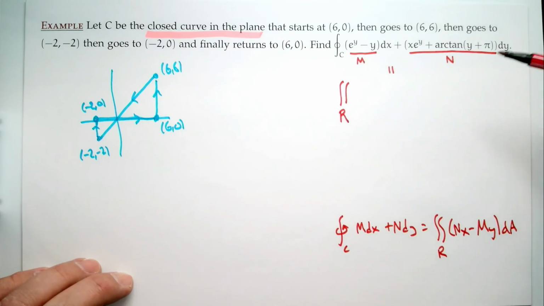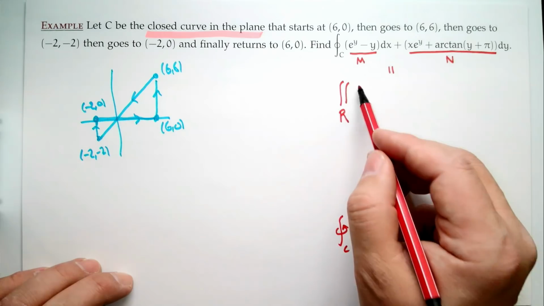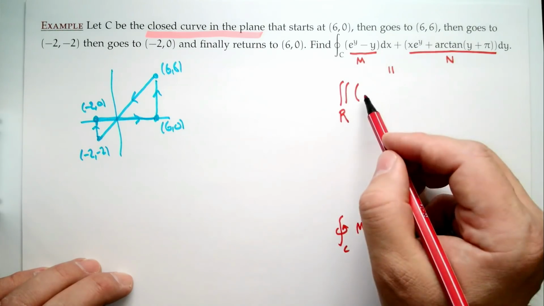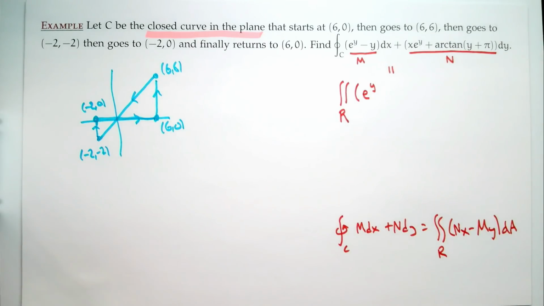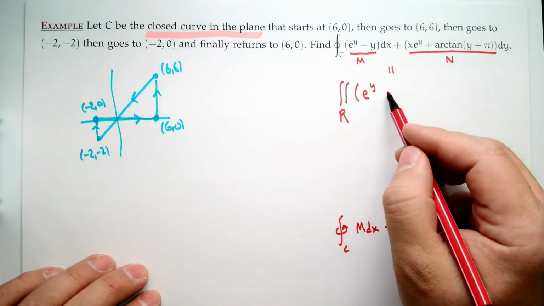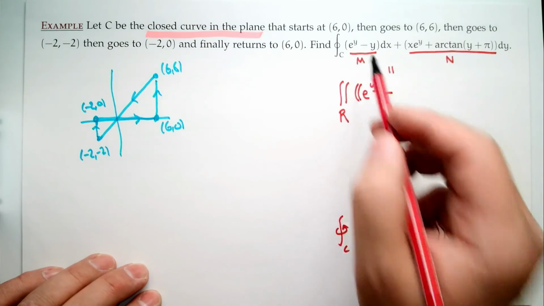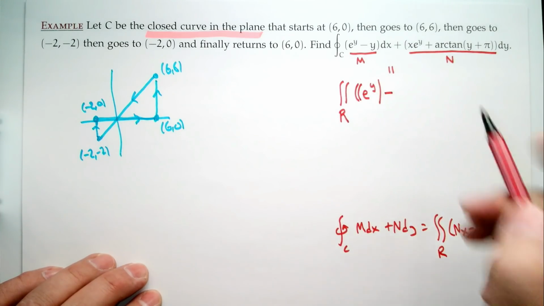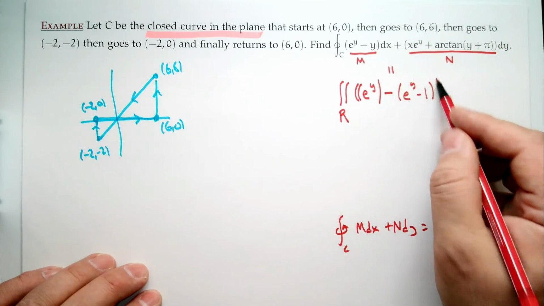So we're going to take the second piece, this second term, and take the derivative of that with respect to x. So we have an x times e to the y. That'll be e to the y. And the arctangent goes away because there's no x inside of that arctangent, so that's gone. Okay, so there's my n sub x. And now I'm going to subtract from this n sub x the derivative of the first term with respect to y. And that derivative is e to the y minus 1 dA.